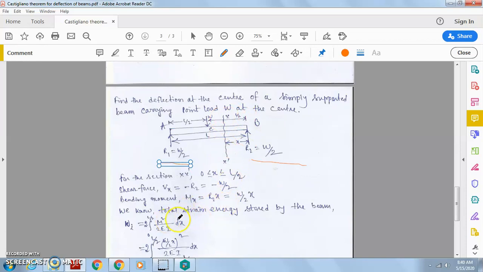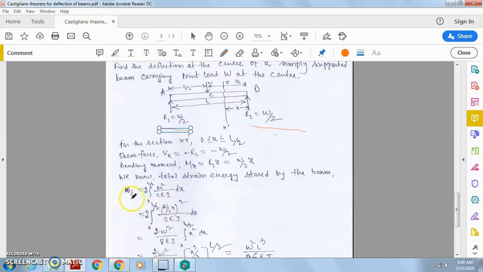Okay. In order to find the total strain energy for the whole span of the beam, we'll first find the strain energy for the half portion of the beam. When we multiply it by 2, we will get the total strain energy. So the same condition is applied. Wi is the total strain energy, which is equal to 2 times, since from A to C is half and C to B is half. We have already found the C to B.